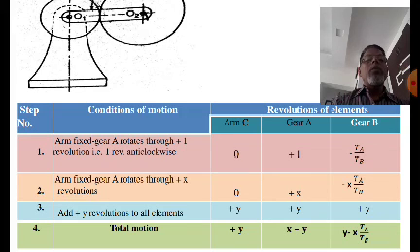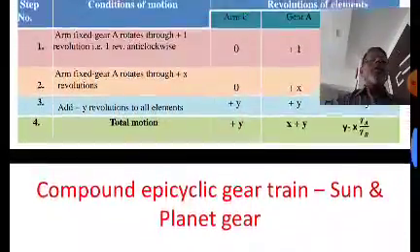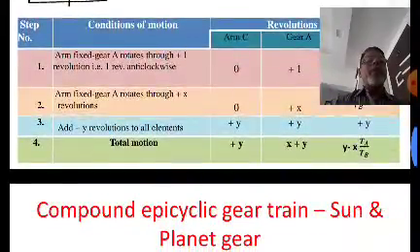Now the third row, always add plus y revolution to all the elements. Whatever revolution you are getting in the second row, you add y in the third row. So y plus y plus y plus y. Now the total motion is plus y for arm C, for gear A it is x plus y, and for the gear B it is y minus x Ta by Tb, right? Now this is the simple epicyclic gear train.